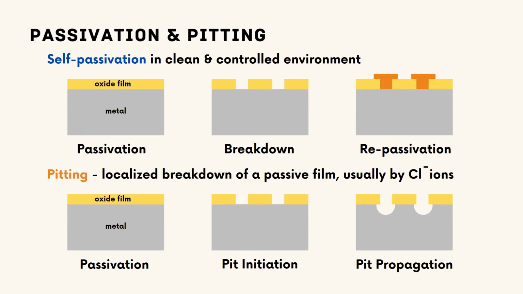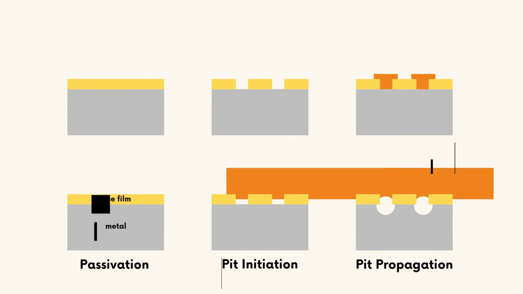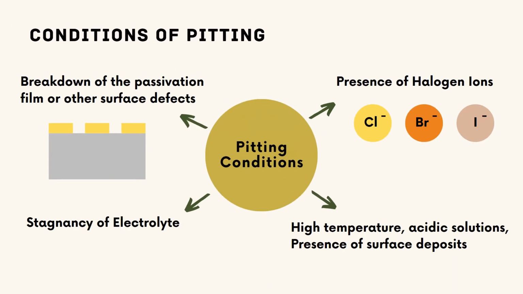Under a clean, controlled environment, repassivation will occur after the breakdown of the oxide layer. However, in the presence of chloride ions such as from sodium chloride electrolyte, pit initiation and propagation will occur instead. Conditions of pitting formation are breakdown of the passivation film or other surface defects, presence of halogen ions such as chloride and bromide ions, and stagnancy of electrolyte. High temperature, acidic solutions, and presence of surface deposits would also promote the formation of pitting.